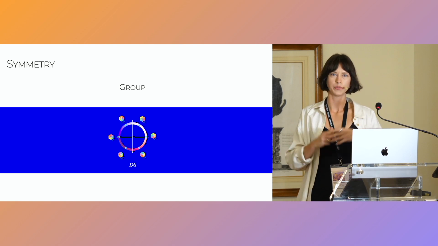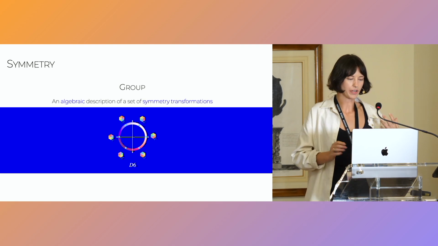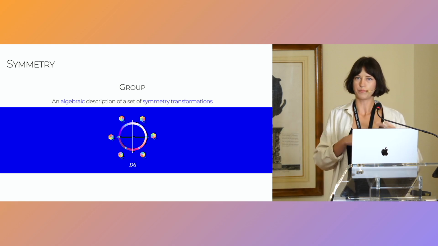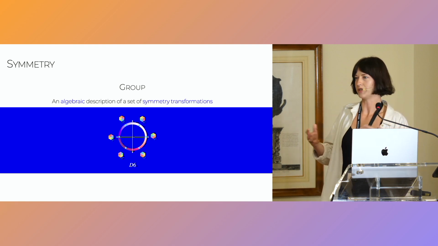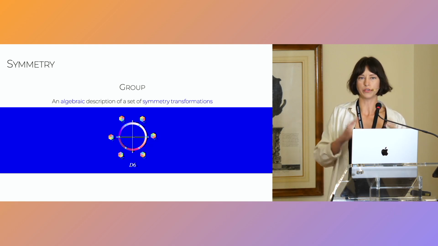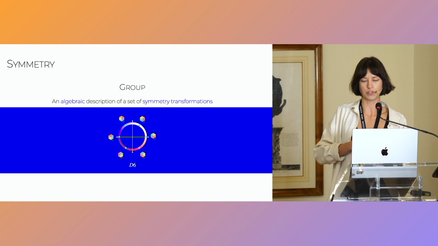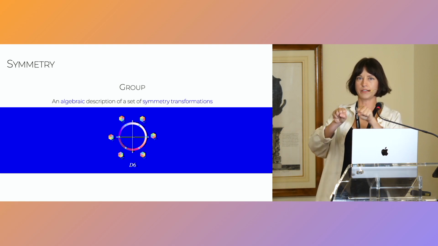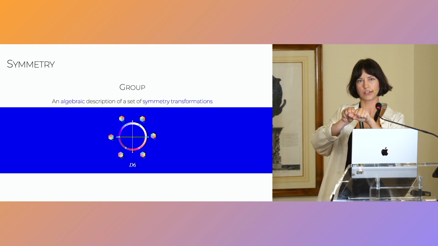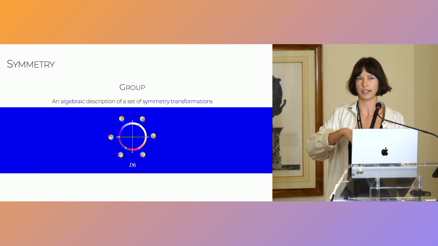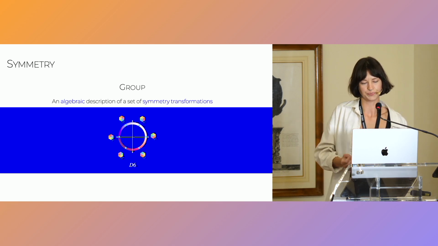Now, what is a group? A group is basically an algebraic description of a set of symmetry transformations. And in order for it to be defined as a group, it needs to meet a few axioms. In particular, the group needs to be closed under the group operations. So essentially, it's a set of transformations that you can compose, and every composition of those transformations is another element of the group, right? So I can rotate by 30 degrees, and I can rotate by 90 degrees, and I can combine those two rotations together to get another rotation.